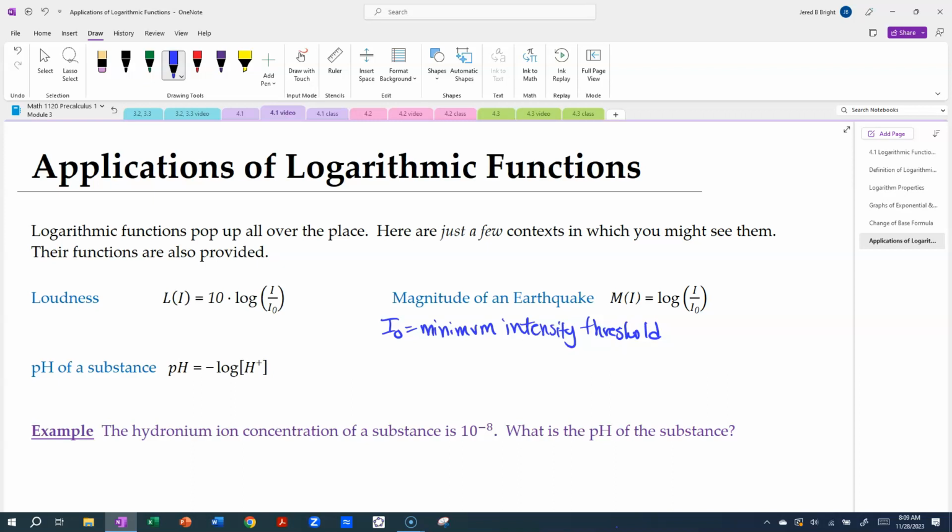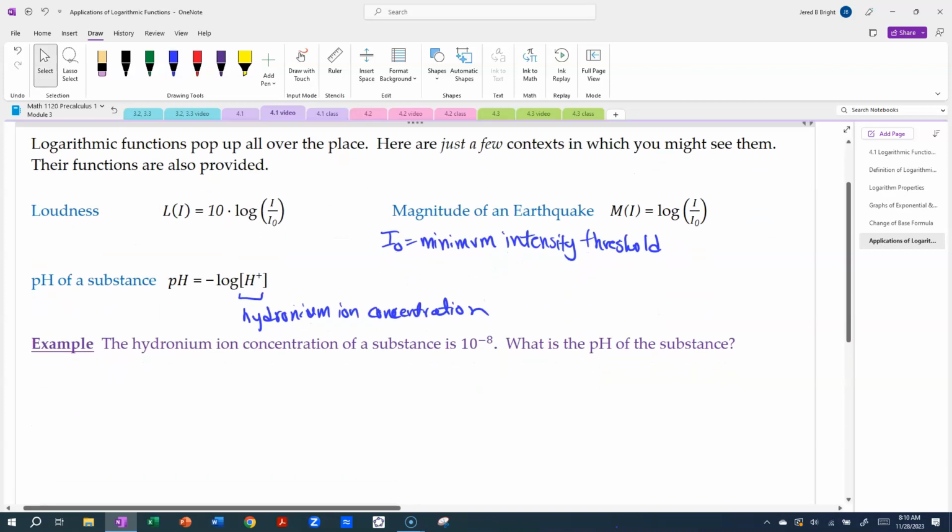And then lastly, in your chemistry courses, calculating pH is on a log scale. It's the negative log of H+ in brackets, which you may recognize, maybe not, but this is the hydronium ion concentration. To calculate the pH, as long as we know the hydronium ion concentration, take the log of that, slap a negative on it, and boom, you have your pH. Speaking of pH, the first example is going to be about that.